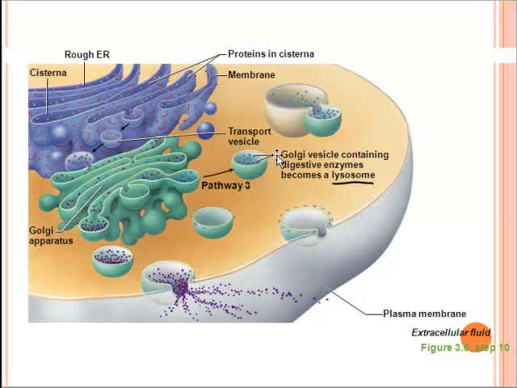This lysosome can then fuse with old organelles in the cell, foreign substances, or other foreign invaders, such as bacteria, things that may have invaded the cell. It can fuse with those larger organelles or larger membrane-bound vesicles, and then the digestive enzymes inside the lysosome will enter that vesicle and digest whatever's inside it.